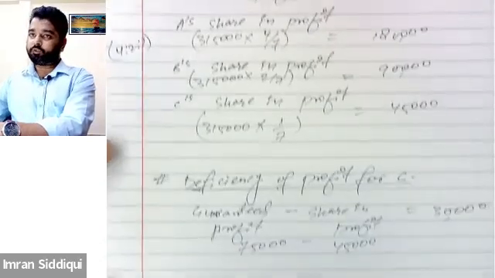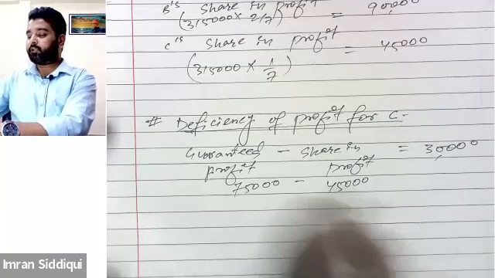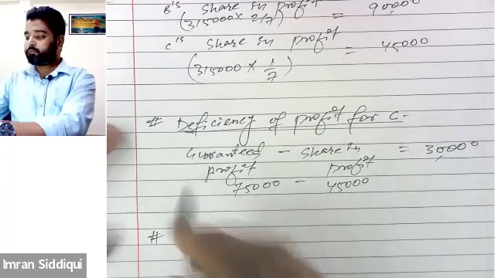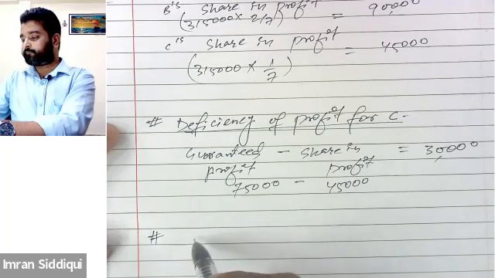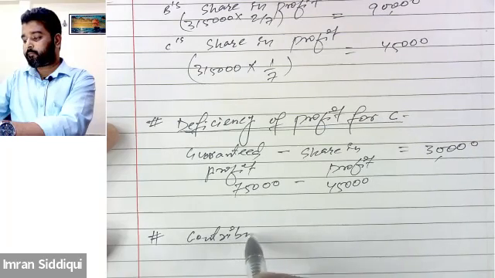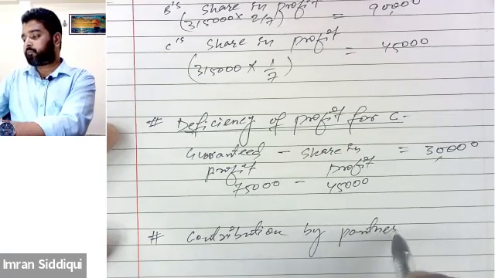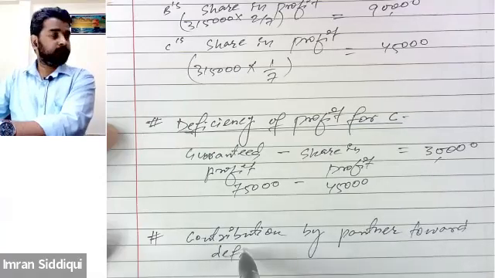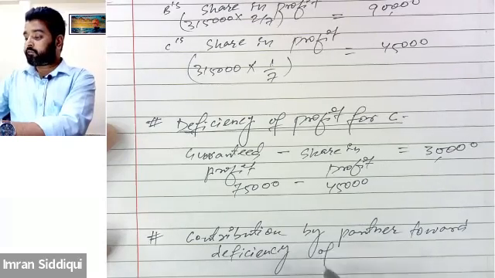Okay. Now the third step. The first step is to show the distribution of profit. The second is to find out the deficiency. And the third step is to find out who will be contributing to cover this deficiency. So, contribution by partners towards deficiency of profit.